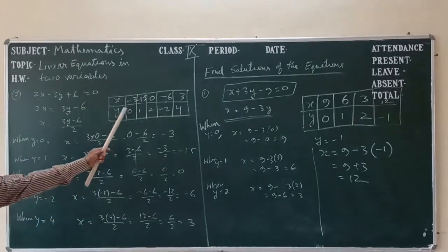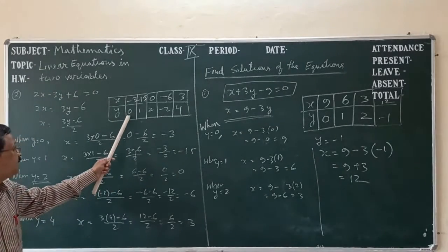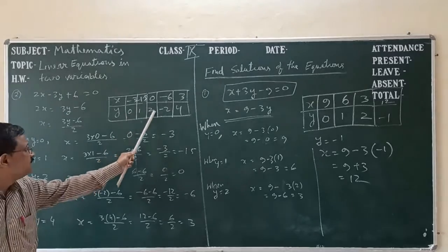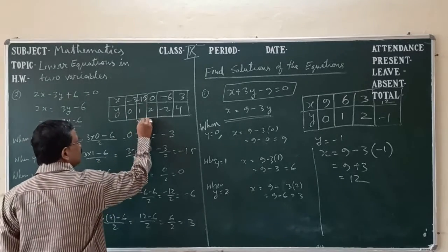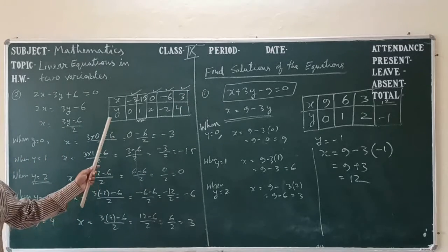So in such a way we can find many solutions, but generally we find 3 solutions. And generally we take the integer form, not this type of form. Only this type of form we take so that it will be easier to plot on the graph.